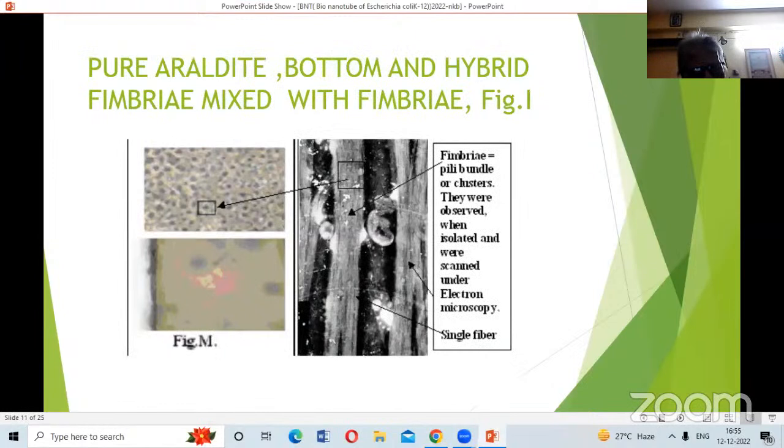Now see, after observing, it is not an electron microscope, but a compound microscope, with high resolution and 500 times increased size. You can see that the pure araldite shows no spot.